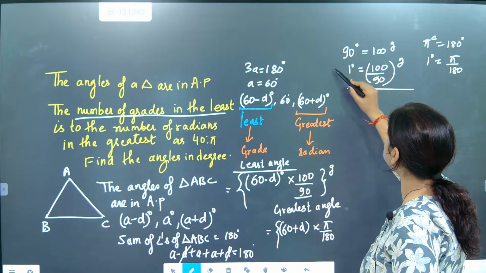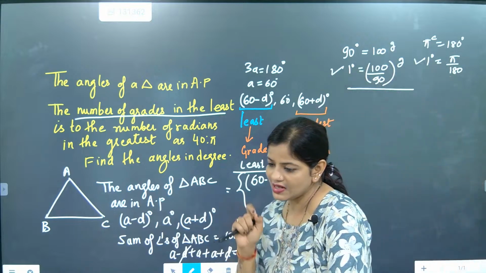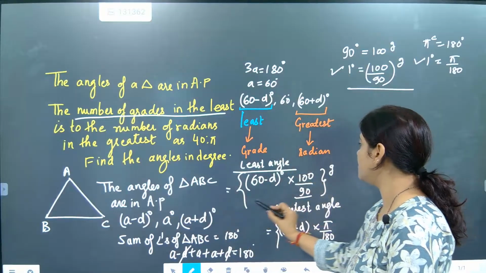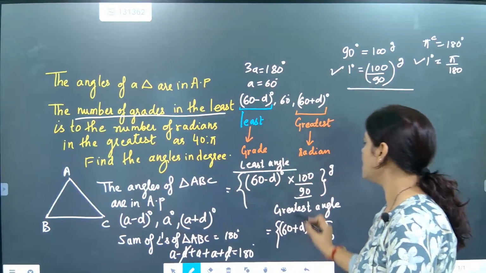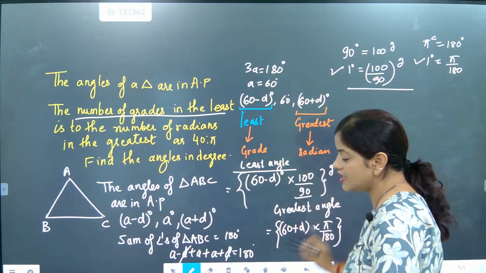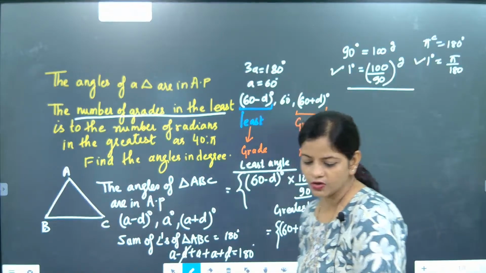So 1 degree for grade, 1 degree for radian. And 1 degree with least and 1 degree for greatest. Grade, 1 degree with least is this one. Now degree, radian, 1 degree with greatest is this one. So these two are there.